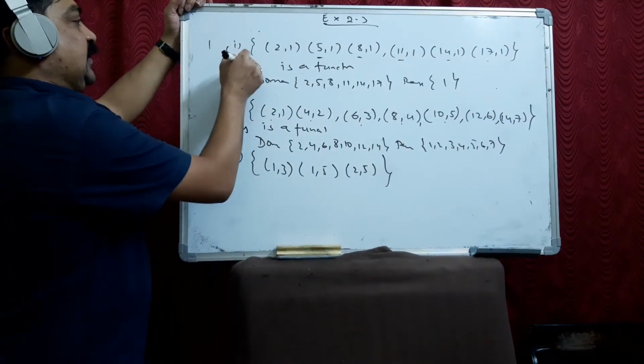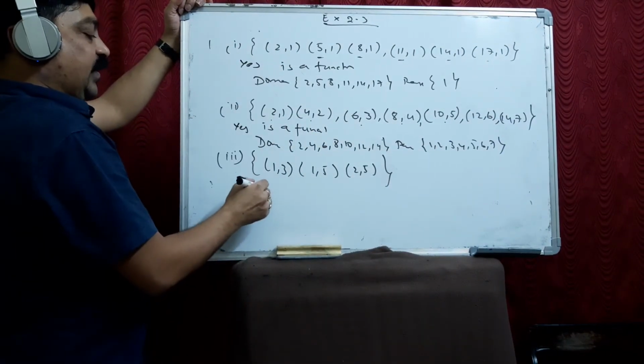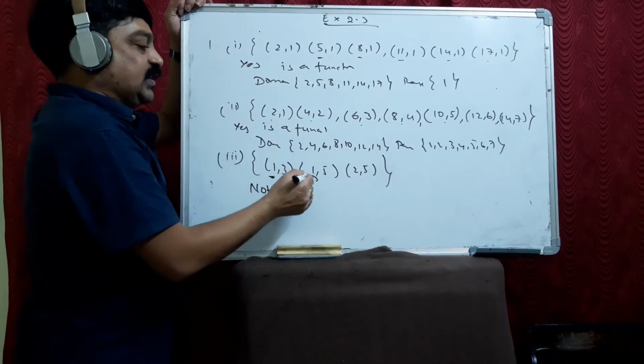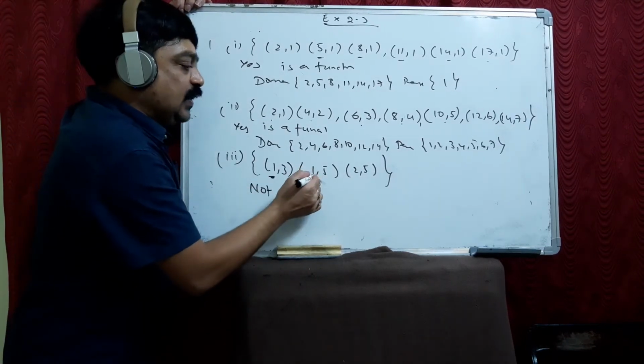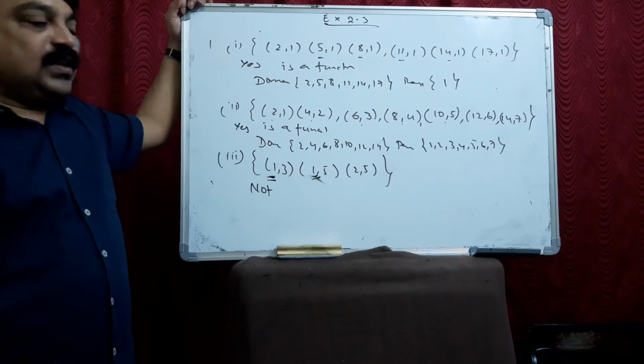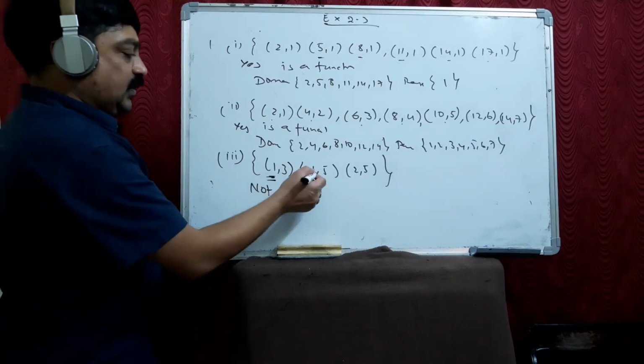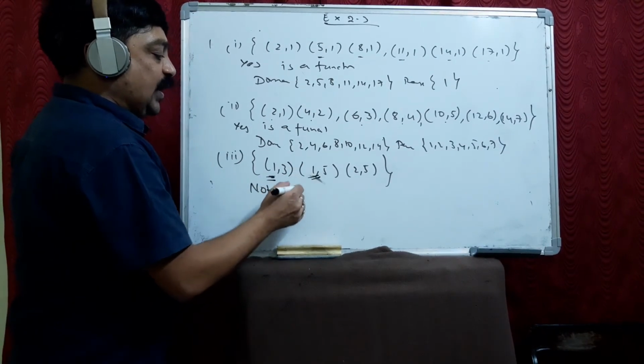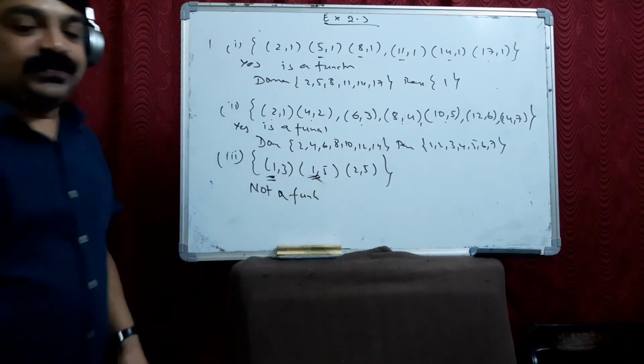Now it is not a function because 1 is repeating twice. Every element in A should have a unique image. So 1 is repeating, it is not a function. Okay.